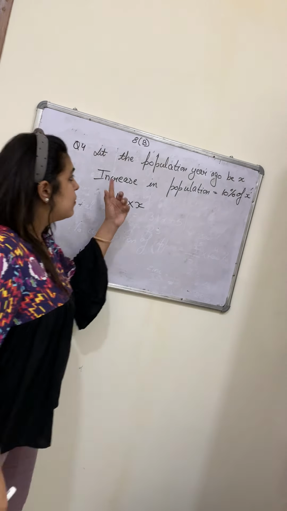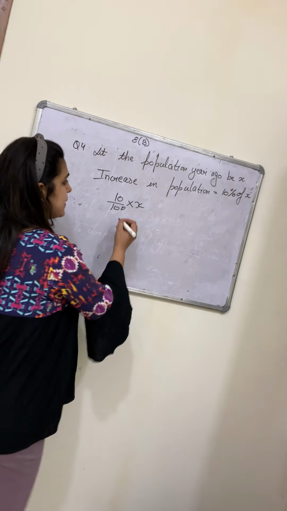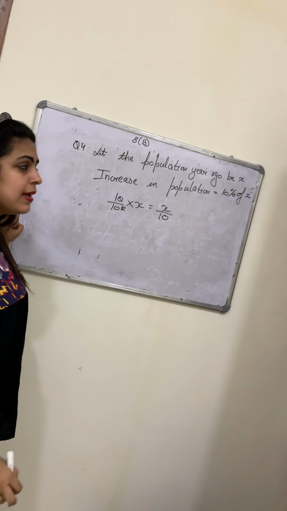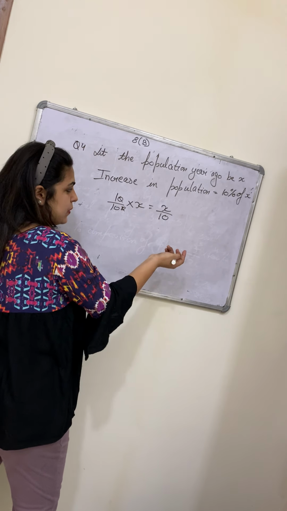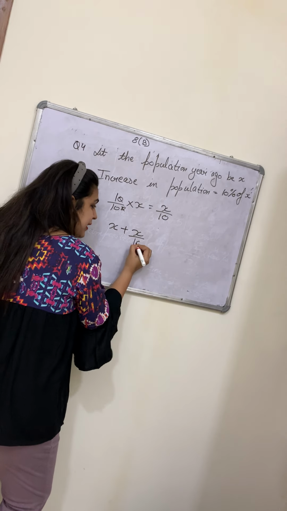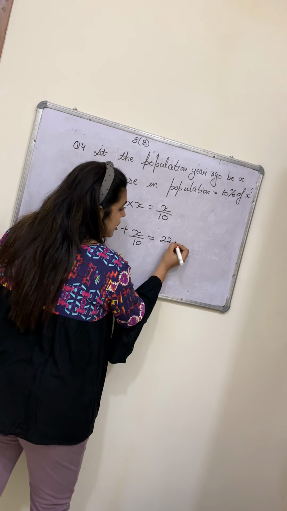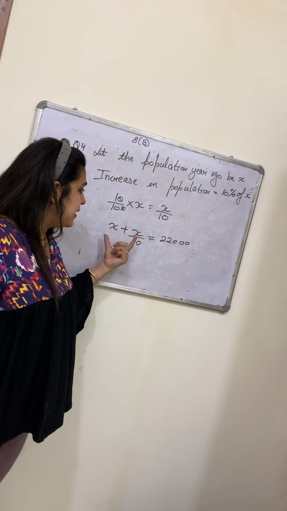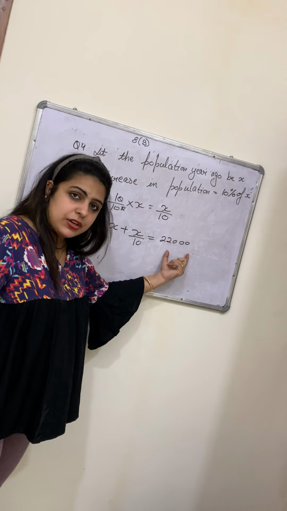Increase in population कितना होगा? इस population का 10% increase होगा. That is 10% of x. That means it is x upon 10 is getting increased. पहले population x है, x upon 10 increase हो रही है. After increasing, the population has become 22,000. Increase होने के बाद ये increased population. So this increased population will be equal to 22,000.